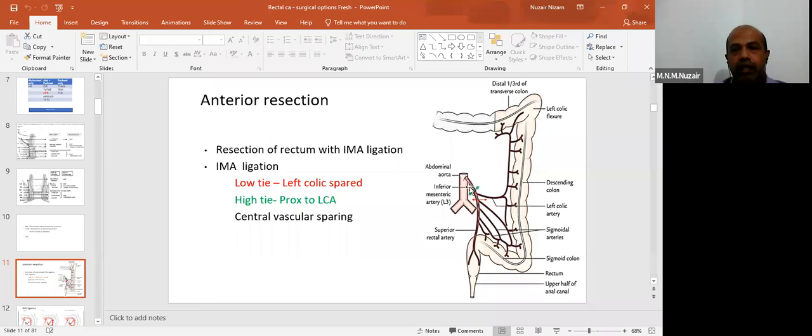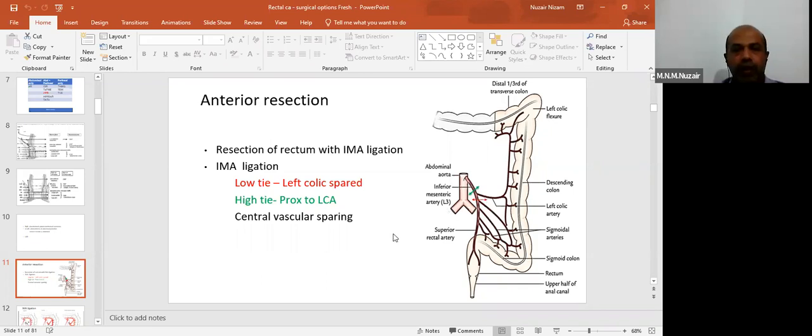at the root of the IMA. That's called high tie. Or it can be ligated distal to the left colic artery. This is the left colic artery. If you ligate somewhere here, that part of the artery is called the superior rectal artery, so if we ligate it here, we call it low tie. But if you are doing a low tie, we must always go up and remove the lymph nodes here, because these lymph nodes can become positive if you don't remove them.